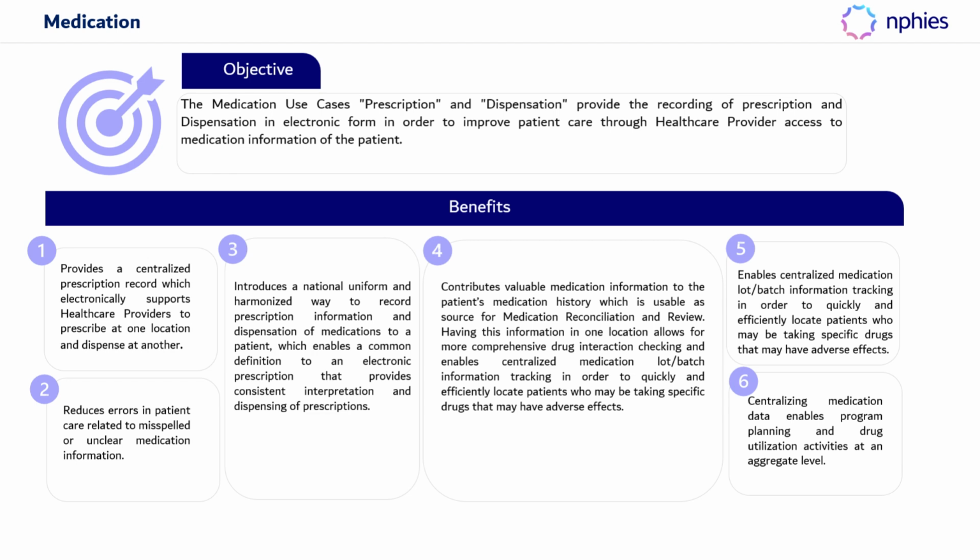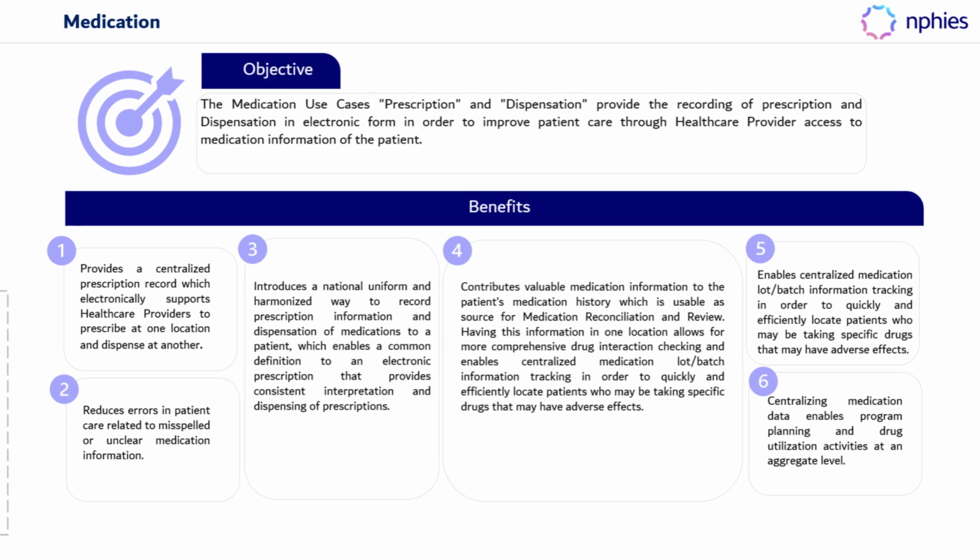Having this information in one location allows for more effective drug interaction checking and enables centralized medication lot/batch information tracking, enabling the quick and efficient location of patients who may be taking specific drugs that could have adverse effects through the centralized tracking of medication lot and batch information. Centralizing medication data to support program planning and drug utilization activities at an aggregate level.